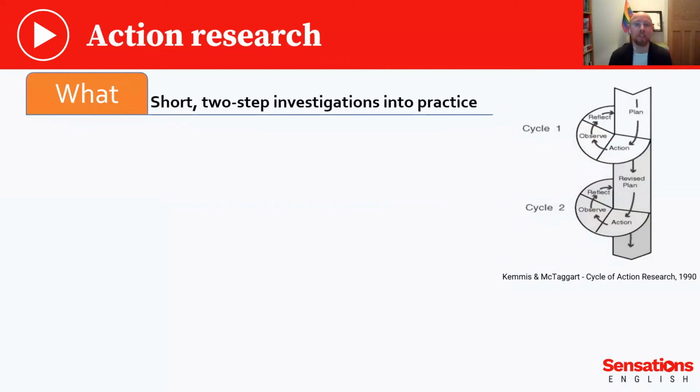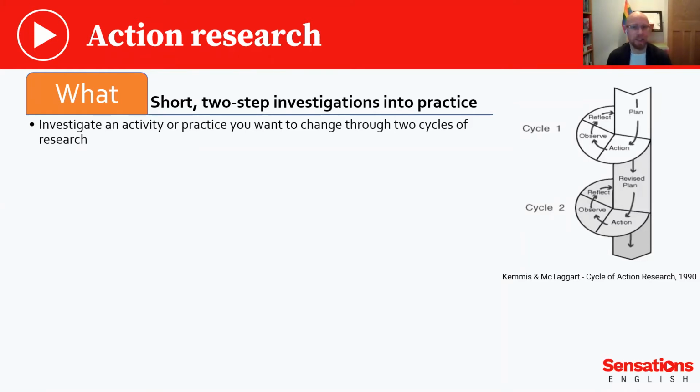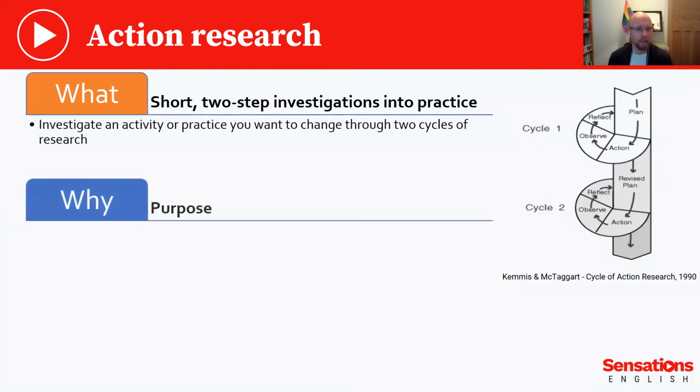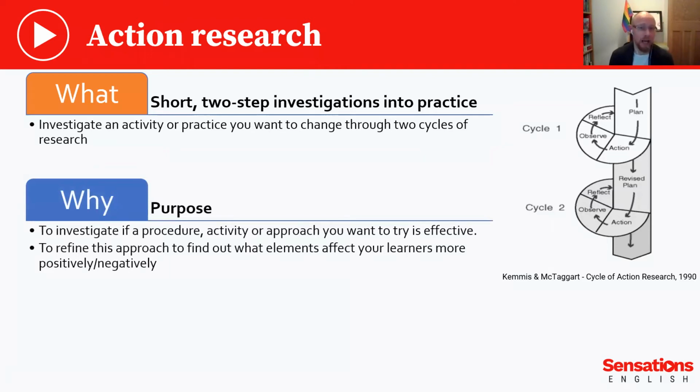So what is action research? Well, it's a short two-step investigation into practice. And you're really then looking at an activity or a practice or a technique that you want to change through 2 cycles of research. And you can see the action research cycle diagram on the right-hand side, a very classic image there. Why are you doing it? First of all, it's looking at that procedure or activity or approach to see if it's effective. And then the second cycle allows you to refine this approach to find out what elements affect your learners more positively or negatively. So it's often the case that something is unexpected in the first cycle of research, and so then you adapt in response to that situation.